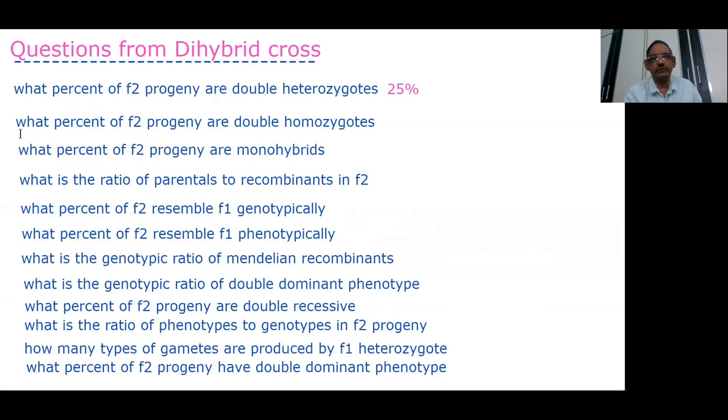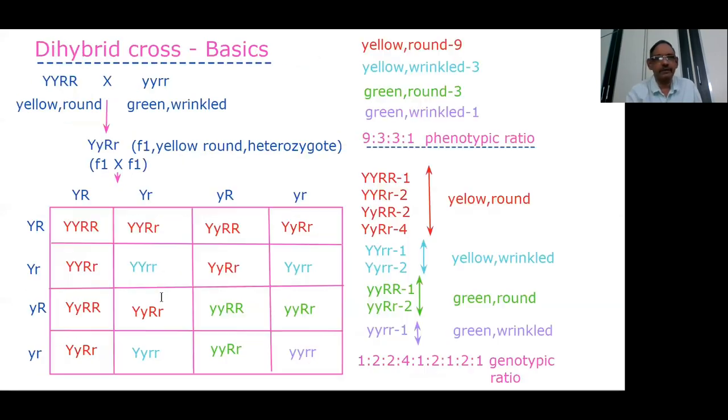Similarly, the second question: what percent of F2 progeny are double homozygotes, which means there are two factors and both factors are in homozygous condition? We will go back to the Punnett square. This is the Punnett square, and we will find out the double homozygotes. This is one double homozygote, double dominant homozygote, and this is the double recessive homozygote. This also is a homozygote, capital Y, small r, and small y, capital R. This also is a homozygote.